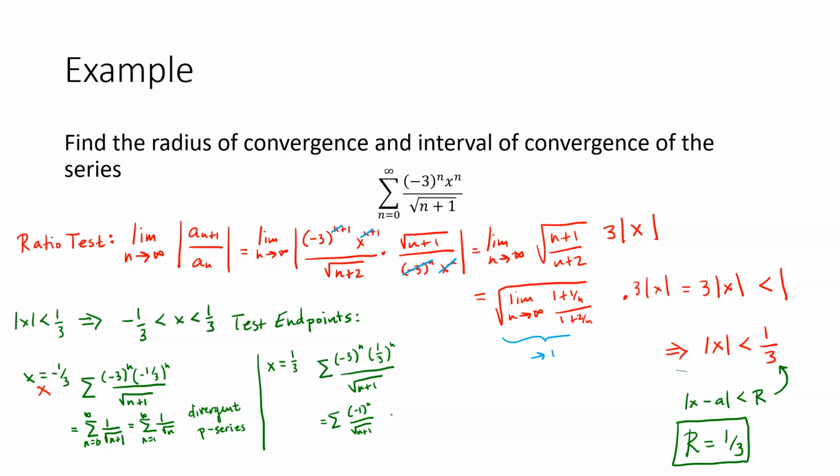Now this is an alternating series. And you see that as n goes to infinity, 1 over the square root of n plus 1 goes to 0, so it's convergent by the alternating series test.